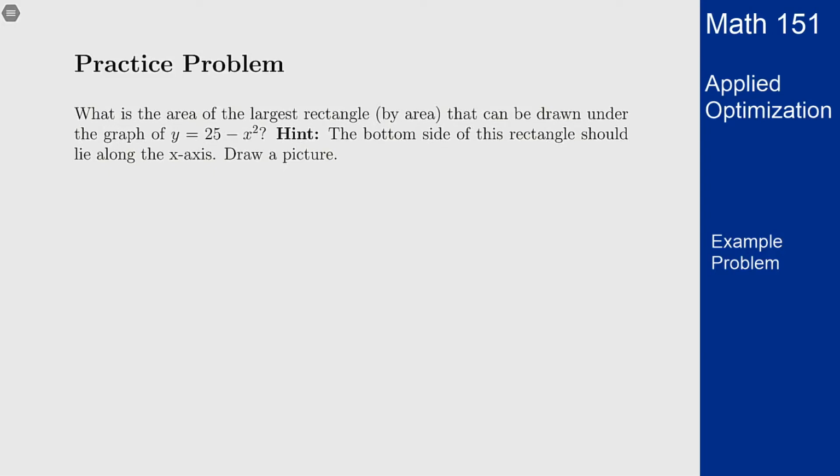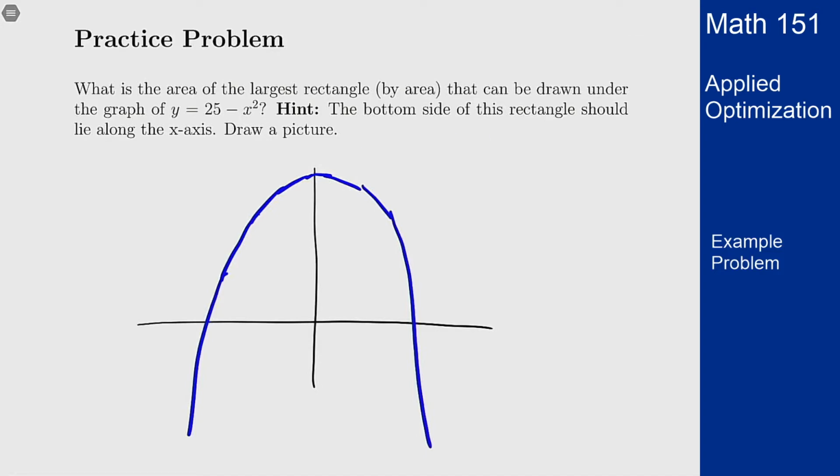For this example, we want to find the area of the largest rectangle by area that can be drawn in the graph of y equals 25 minus x squared. We'll start by drawing a picture. There's our parabola, and the rectangle should fit between the graph of this and the x-axis so that the bottom side of the rectangle is along the x-axis, so something like this.